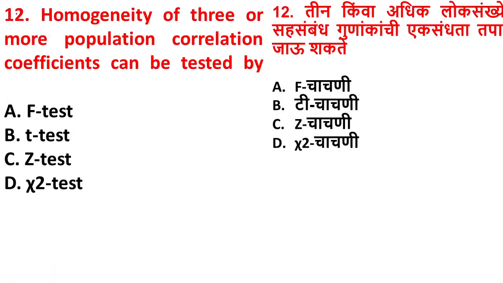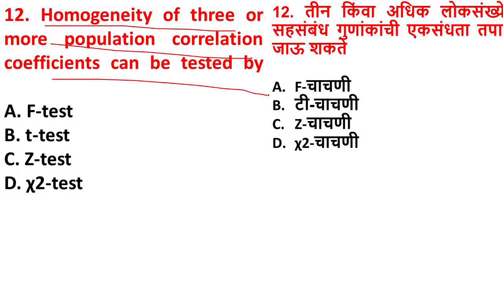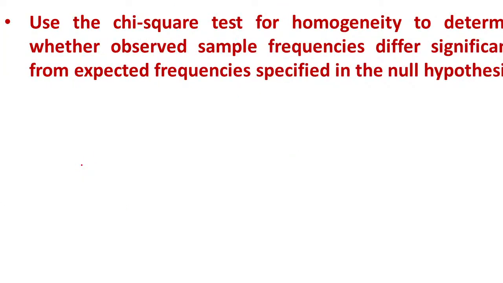Question number 12. Homogeneity of 3 or more population correlation coefficients can be tested by option A F test, option B T test, option C Z test, option D chi-square test. Yes, here the right answer is option D, chi-square test. The chi-square test for homogeneity is used to determine whether observed sample frequencies differ significantly from the expected frequencies specified in the null hypothesis.